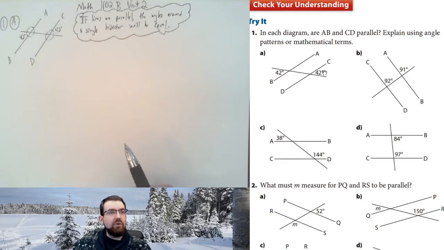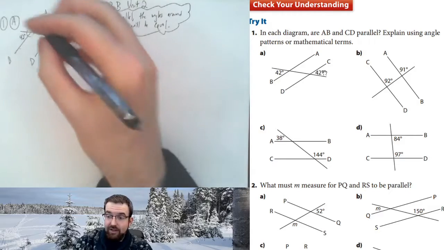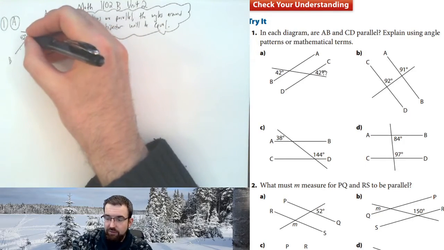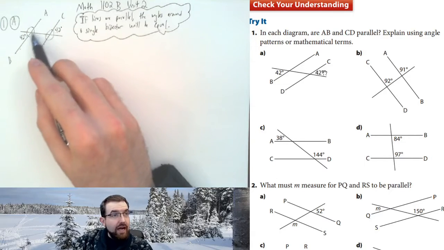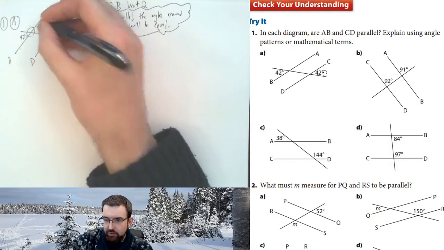So all four angles in each circle will be 42, if the lines are parallel? No, not quite. Not all four are 42. I see why you might say that. But these are going to be equal one to another, right? So this one is 42, and we know that opposite angles across like that are equal, so this one's going to be 42.